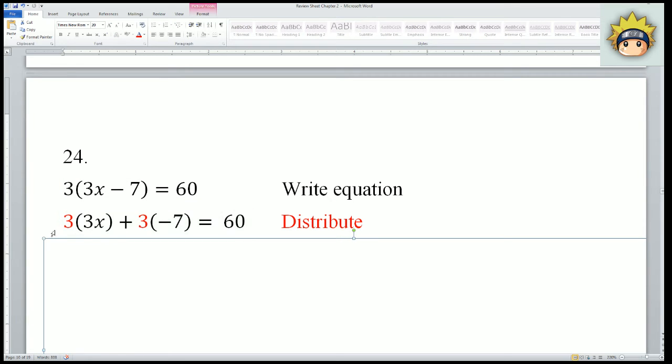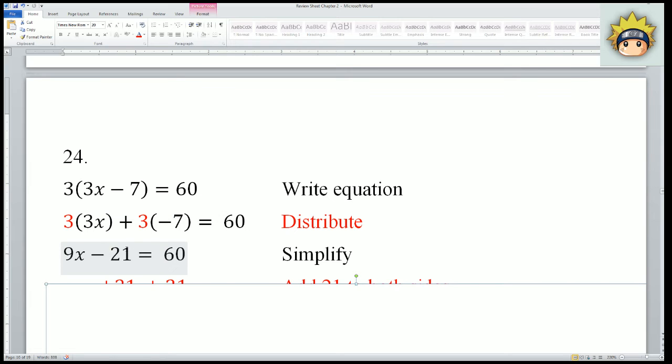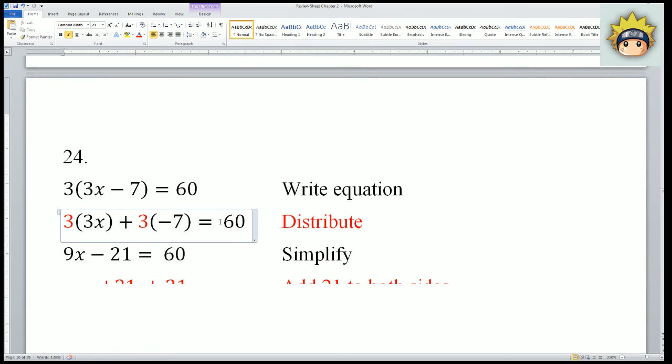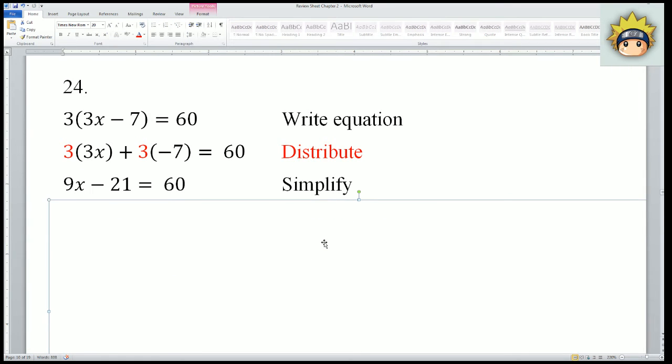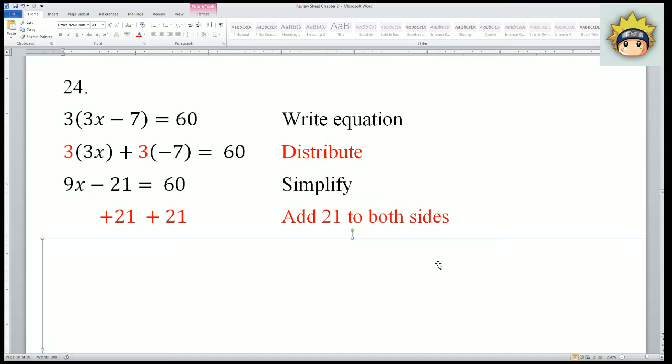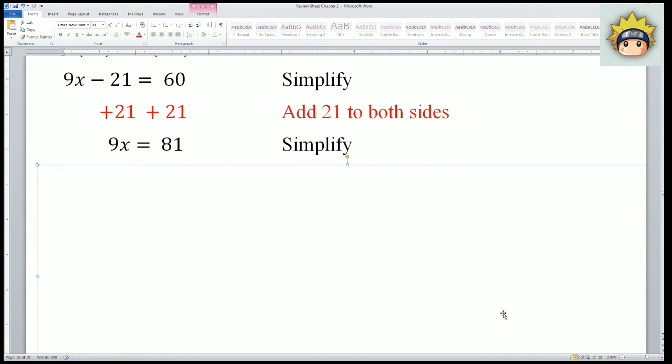3 times 3x is 9x. 3 times negative 7 is your negative 21. And the right-hand side is just 60. This looks like before. We have to get rid of the most outward thing first. So what is the inverse of subtract 21? It is to add 21. Add 21 to both sides. What's left on the left-hand side is 9x. What's left on the right-hand side, 60 plus 21 is 81.